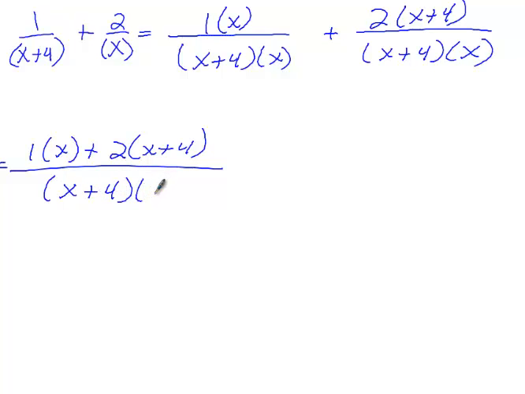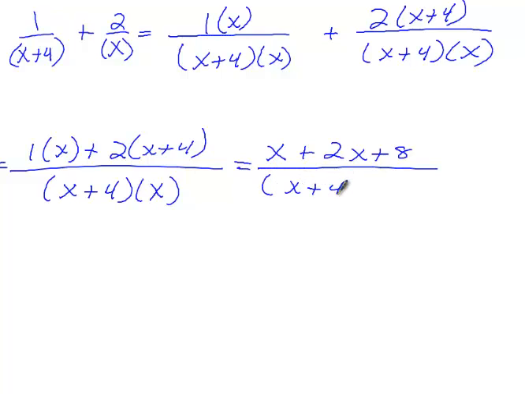Now that I have it as a single fraction, I can try to do my regular simplification stuff. Okay, so can I simplify with just a plus sign chilling in the middle of my statement? No. So how do I get rid of it? I get rid of my parentheses, group my like terms, and then try to factor back. So what's 1 times x? 2 times x plus 4. 2x plus 8 all over x plus 4 times x.